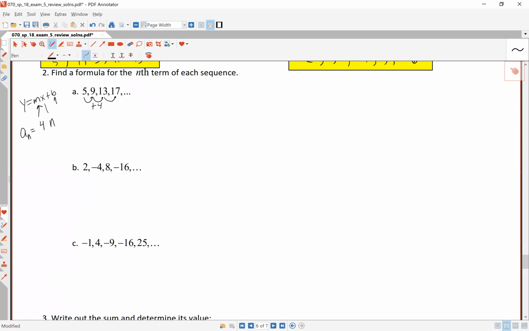the b is the y-intercept. That would be when x is 0. So if we're adding 4 moving to the right, we subtract 4 going back. So this would be a sub n is 4n plus 1.